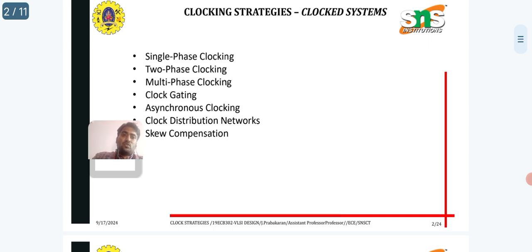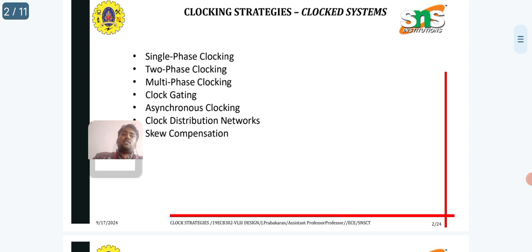And the next one is two-phase clocking. Two-phase clocking uses two non-overlapping clock signals. The clocks are designed so that when one clock is high, the other clock is low, and vice versa. This method allows more precise timing control.